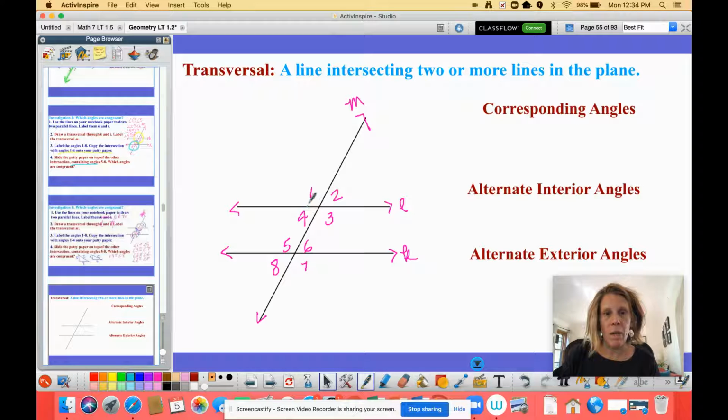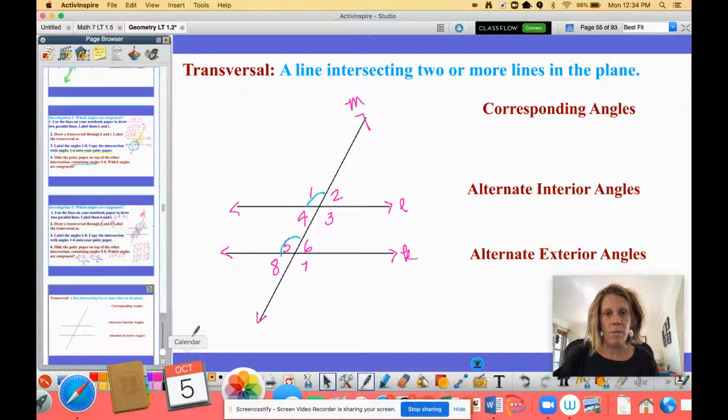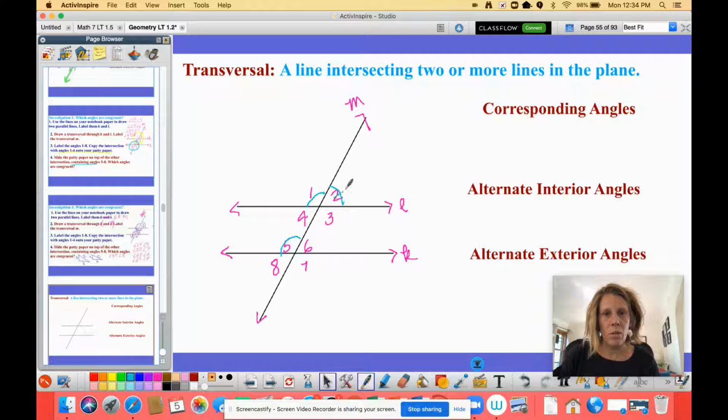So I know that angle 1 was congruent to angle 5. And then angle 2, one mark there, was congruent to angle 6. Angle 3 was congruent to angle 7. And then angle 4 was congruent to angle 8.